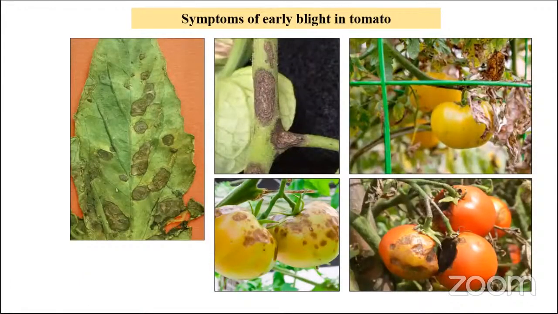So similarly, this disease is causing early blight in potato as well as in tomato. You can see similar symptoms in the tomato plants. These are the concentric rings appearing on the leaves, stem, and fruits. You can see the severity of the early blight in tomato.